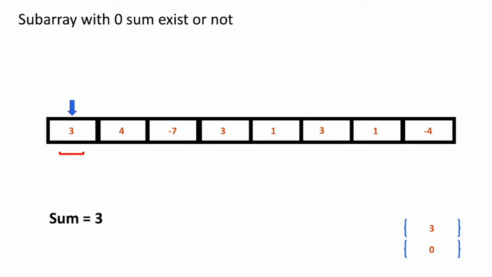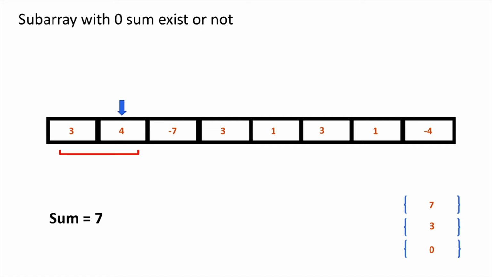Now we are moving to our second iteration, that is item number 2. The item is 4 and the total summation of the previous item with this current item is 7. So again we are checking whether the value 7 exists in our hash set or not. Since it doesn't exist over there, we are pushing it into our hash set.